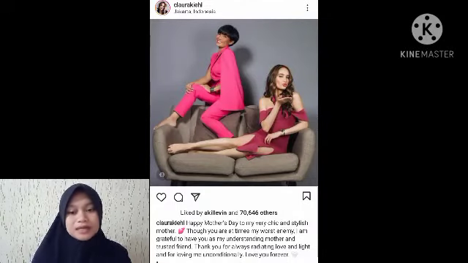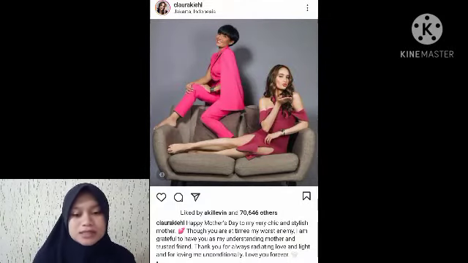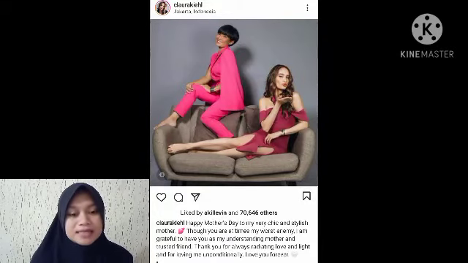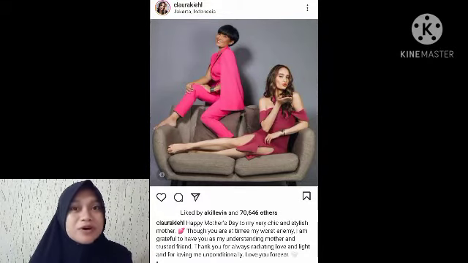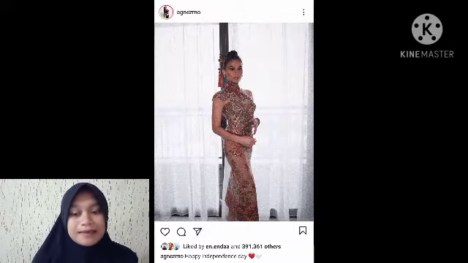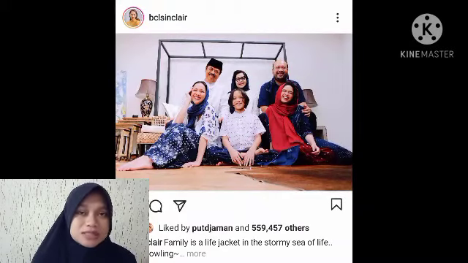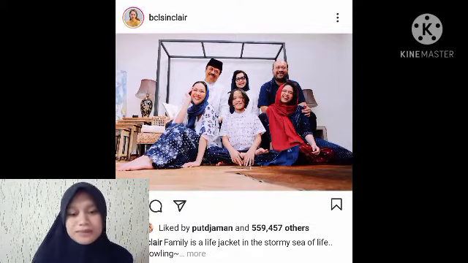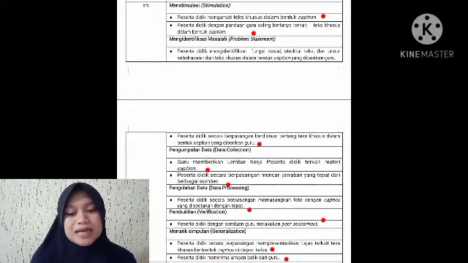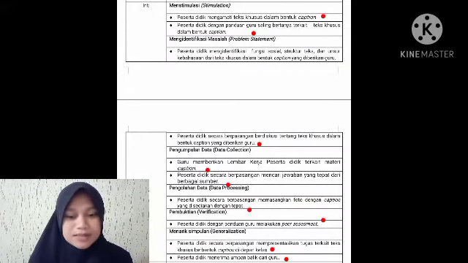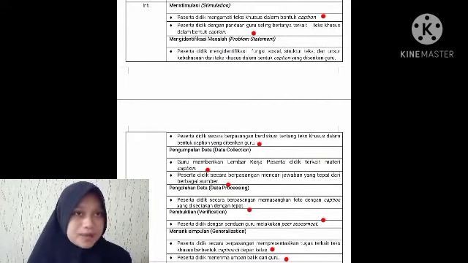The second one, students ask each other about the text in the form of caption. The third, students identify the social function, the generic structure, and language features about the text in the form of caption. The fourth is students are divided into pairs, then discuss about the text in the form of caption.